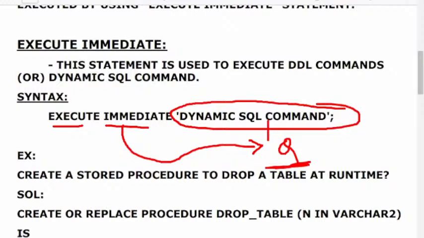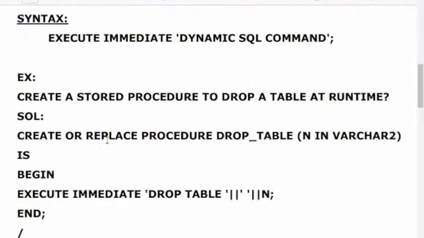Now one small example you can see: create a stored procedure to drop a table at runtime. It's a very simple program. Create a procedure, you already know procedures. Create or replace procedure, and the procedure name is drop_table. Here N is a parameter, an IN parameter of type VARCHAR2.